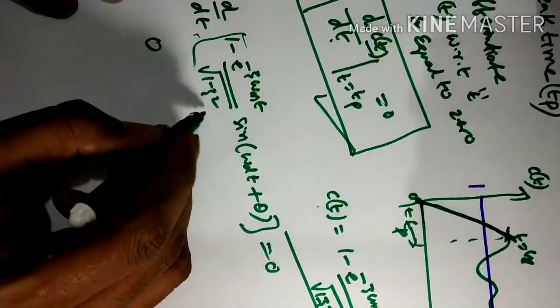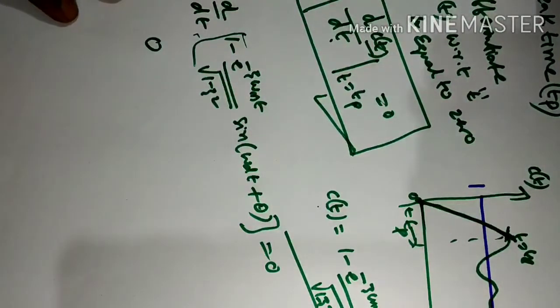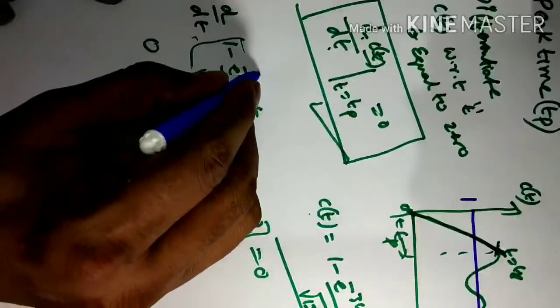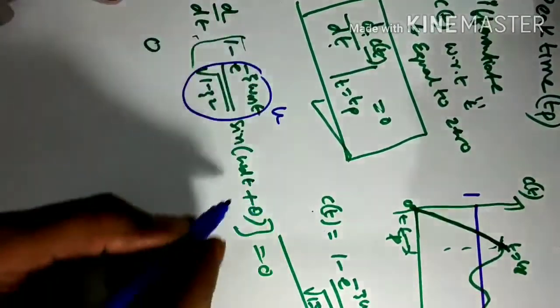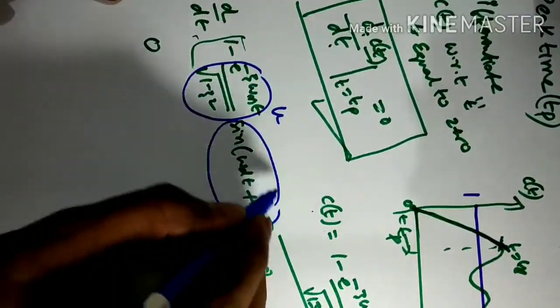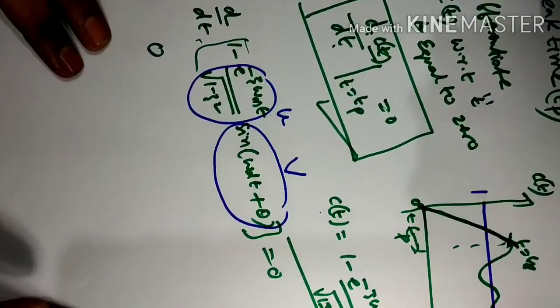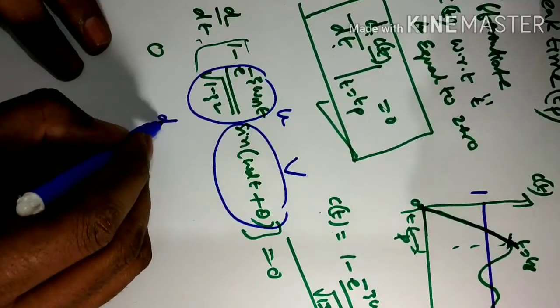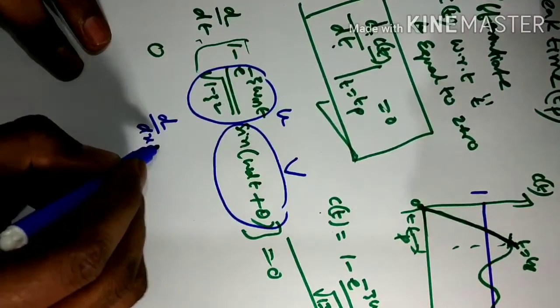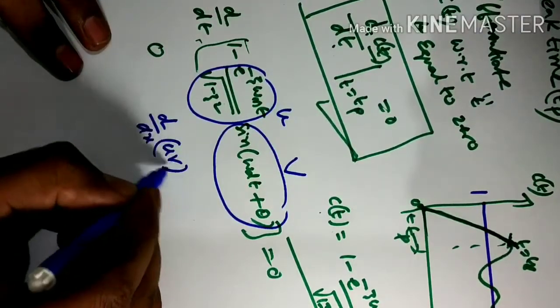Now it looks like this is u and this is v. You know the uv formula. What does the uv formula say? dy by dx of uv.